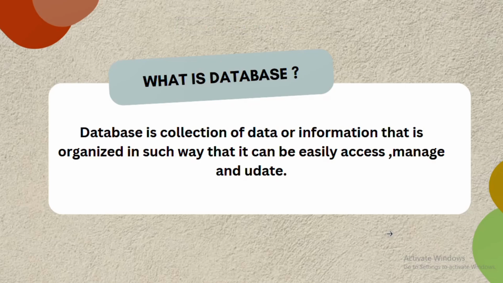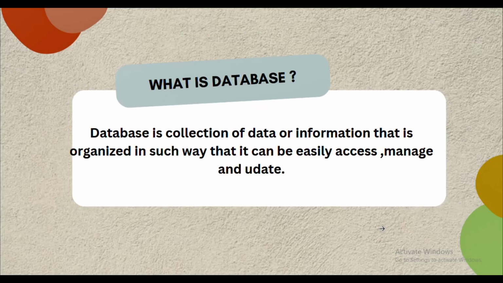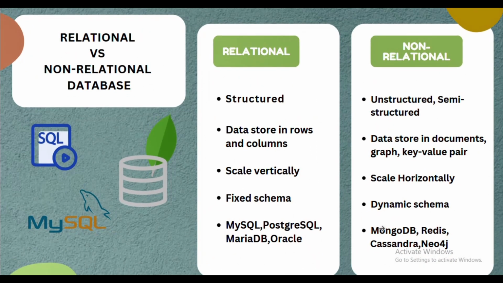A database can be relational or non-relational. Let's see the difference between relational and non-relational databases. A relational database is structured, meaning data is stored in rows and column format. A non-relational database is unstructured or semi-structured, and data is stored in document, graph, or key-value pair form. A relational database scales vertically, meaning we add new resources.